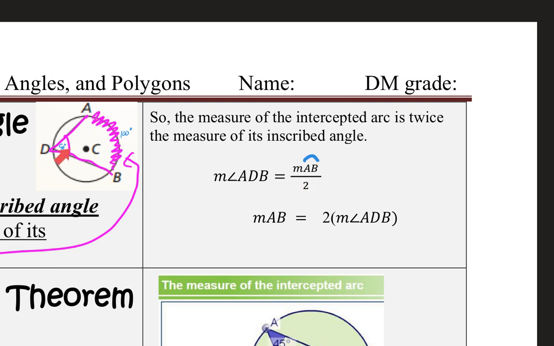1/2 of this is 50. Or think this way. If we go backwards, then we say the measurement of the arc is 2 times the measurement of the angle. So 100 is equal to 2 times 50. And that makes sense, all right? So that's what we need to keep in mind. The intercepted arc, the angle is 1/2 of the arc, all right?